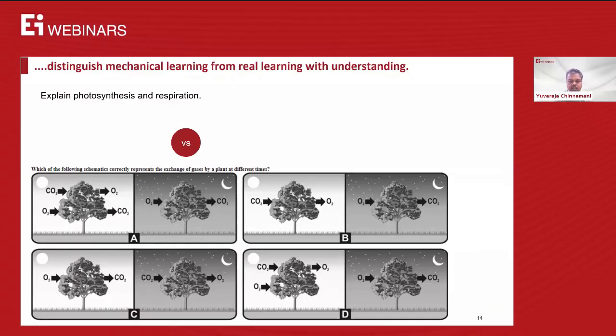This question asks which of the following schematics correctly represents the exchange of gases by a plant at different times. Students see 4 different diagrams showing gas exchange during day and night, with sun and moon symbols to indicate the timings. To answer this correctly, students need to understand that plants carry out photosynthesis during the day and respiration in both day and night. This visual representation requires students to think about the actual processes happening in the plants rather than just memorizing definitions.